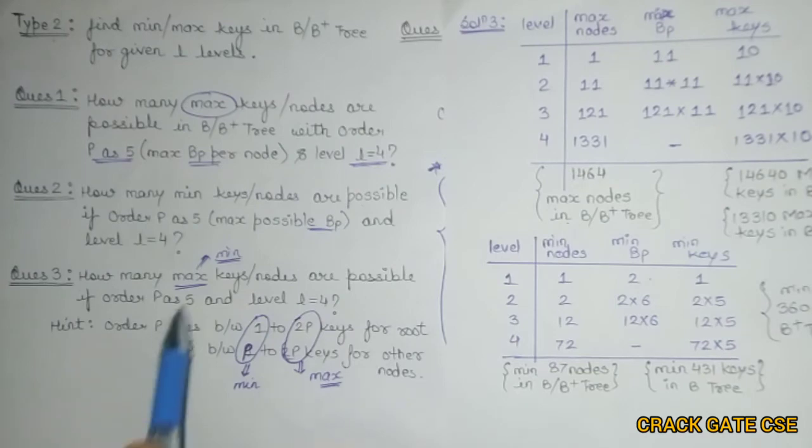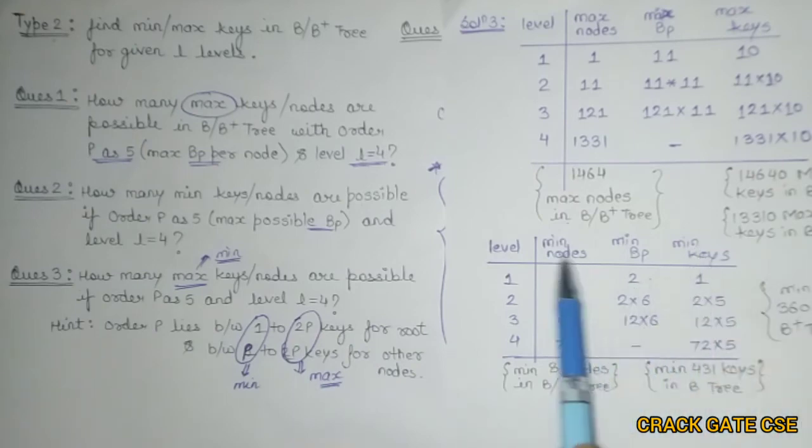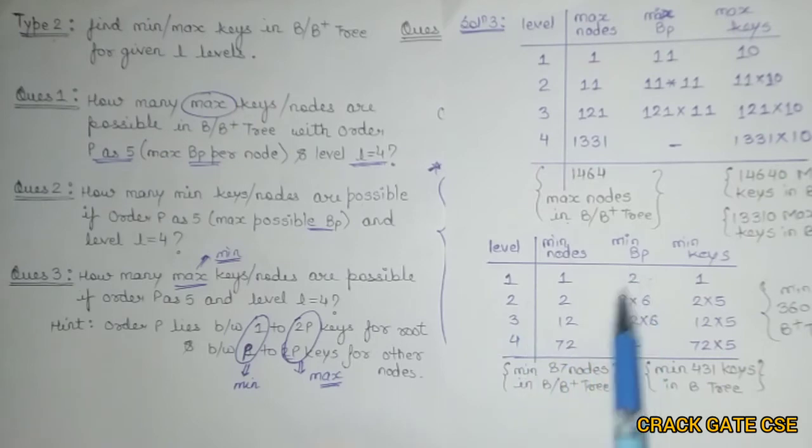Similarly, you can find out for the minimum as well. For minimum, you have to consider these values, right? Minimum nodes can be 1 at the root, minimum block pointers can be 2, and minimum keys can be 1. So we already know that. In the next level, if there are 2 block pointers, 2 nodes can be there, and this one is another node. So we are completed with the root node.